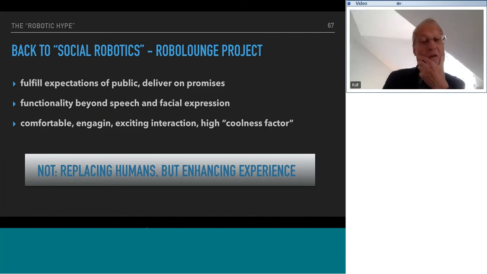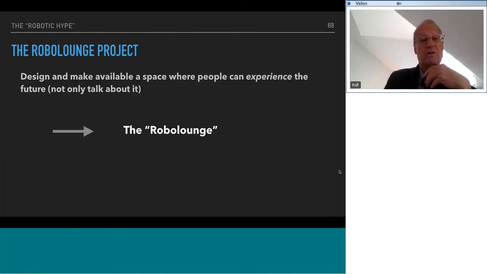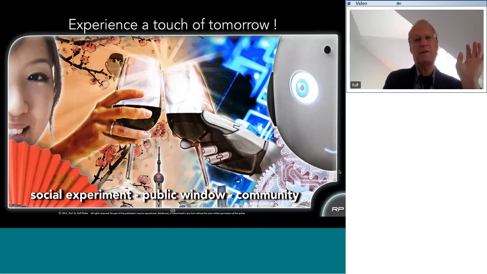Functionality beyond speech and facial expression. And what we would like to do is comfortable, engaging, exciting interaction at a high coolness factor. That's the RoboLounge project. We're not trying to replace humans, but enhancing human experience. We want to make a space available where people can experience the future, not only talk about it. Experience the future.